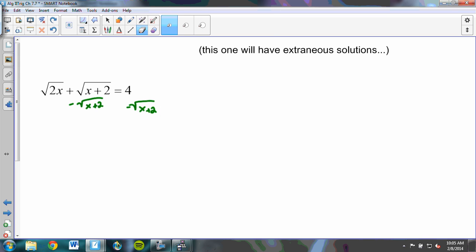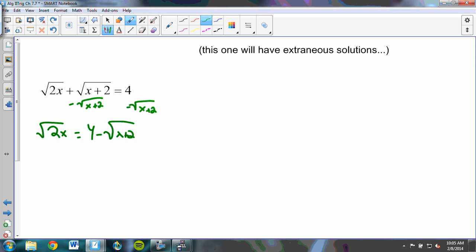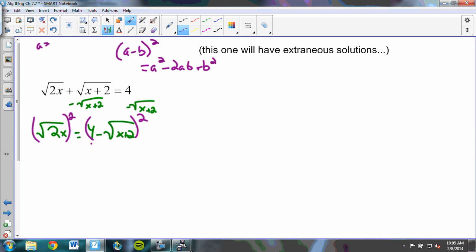That gives me root 2x equals 4 minus the square root of x plus 2. Square both sides. This is just like doing this. Like, I know this comes out to this. And so my A is just like 4, and my B is just like root x plus 2.